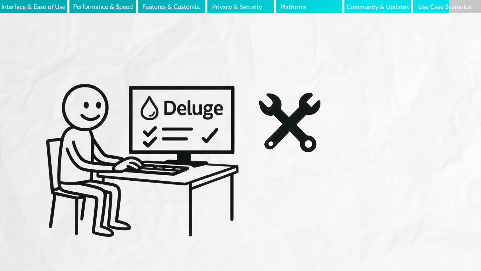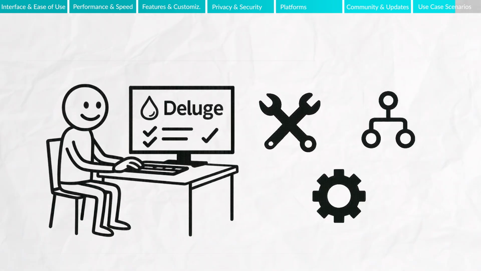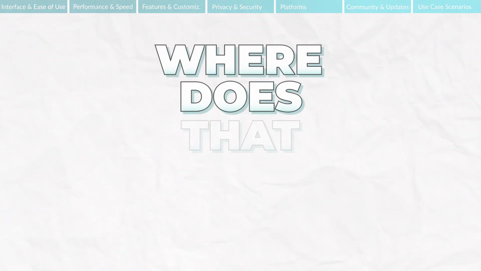Deluge is built for the hands-on crowd. If the plan is to run it on a server, automate everything, or shape the client to your workflow, Deluge gives you full control. It doesn't try to guess what you need. You decide what to add, what to change, and how it behaves. That makes it slower to start, but more powerful in the long run. And if that sounds like your kind of setup, Deluge becomes more than a client. It becomes a system.